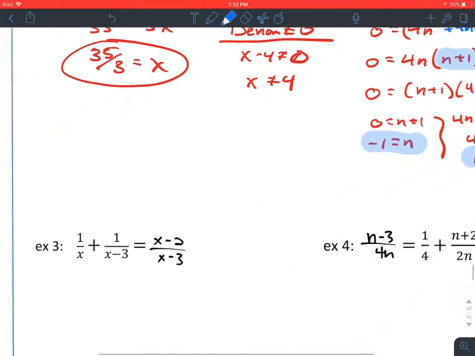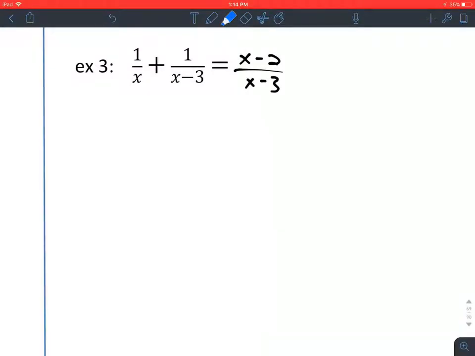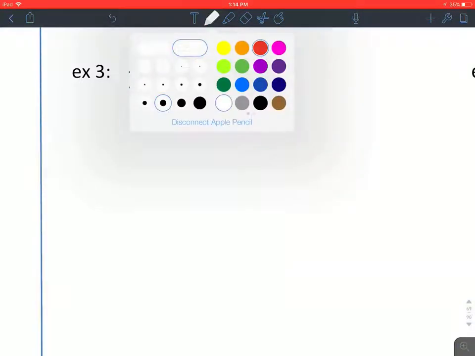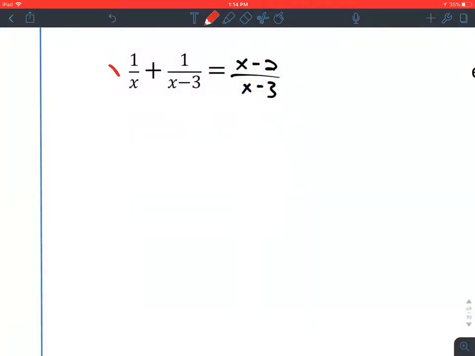Want to do another? Let's do it. Example 3. We have multiple denominators. No big deal. If I want to get rid of this x in the first term, I'm just going to multiply each term by x.